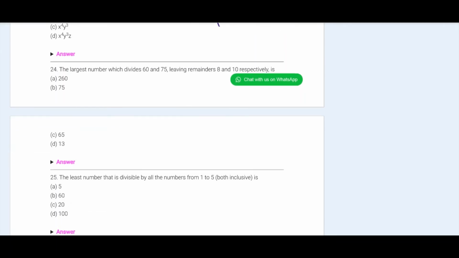Next, 24th question. The largest number which divides 60 and 75, leaving remainders 8 and 10 respectively is. When you divide the number 60, you must get the remainder as 8. If you subtract this, it should be the exact multiple, which is 52. And similarly, if you divide 75, the remainder is 10. Subtract the remainder, you get 65. So these two are the numbers.